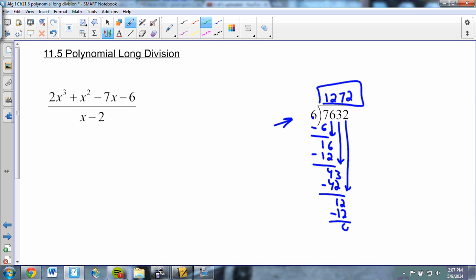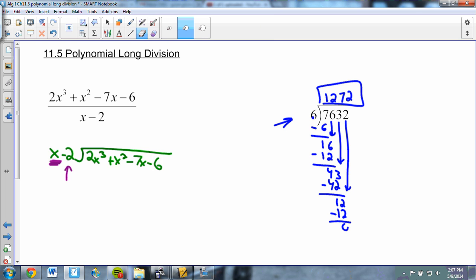Over here with the polynomial, we're going to do a very similar process. So I have 2x to the third plus x squared minus 7x minus 6. I'm going to only concern myself with the first variable. I don't worry about this negative 2 for much of the process. It has one step here and there, but not much. It's mostly about the first variable.